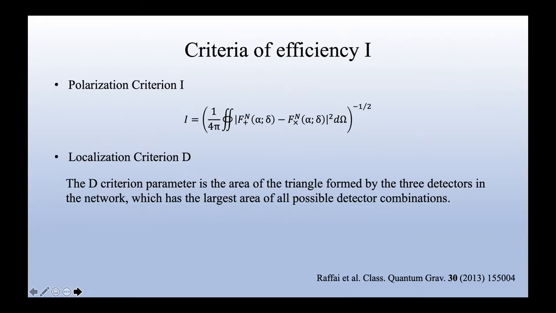To estimate the efficiency of the network, we use numerical criteria which were proposed by Rafai and his group. The first criterion defines the ability to reconstruct both polarizations of a gravitational wave. The bigger the magnitude of this criterion, the better the sensitivity to both polarizations. The second criterion defines the ability to localize the source. It is proportional to the area of the triangle formed by the three detectors in the network, which has the largest area of all possible detector combinations.